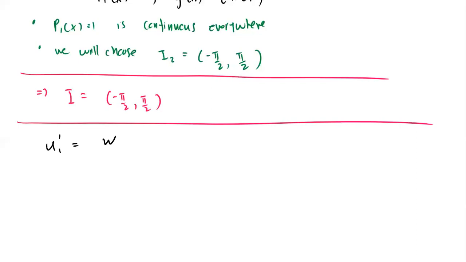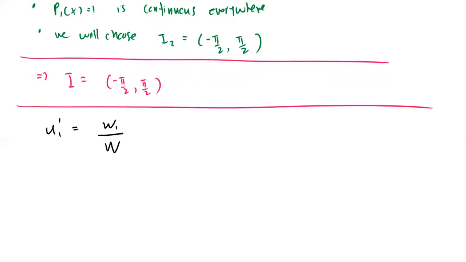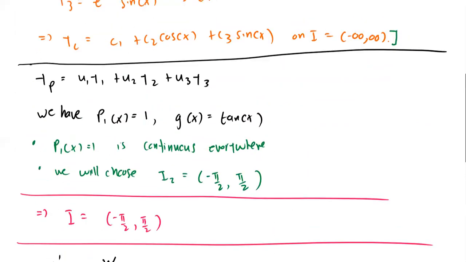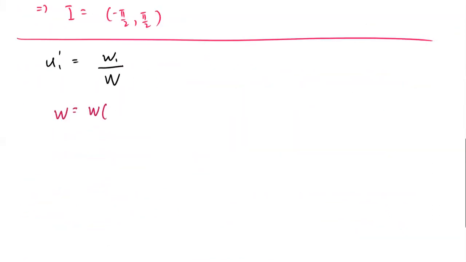So by definition, this is the Wronskian W sub 1 over W. Now, what are these Wronskians? So W was just the Wronskian of... so let's do the work, and then we're going to put it in mathematically. Right? So actually solve the determinant. So W was the Wronskian of y1, y2, and y3, which are 1, cosine, and sine.